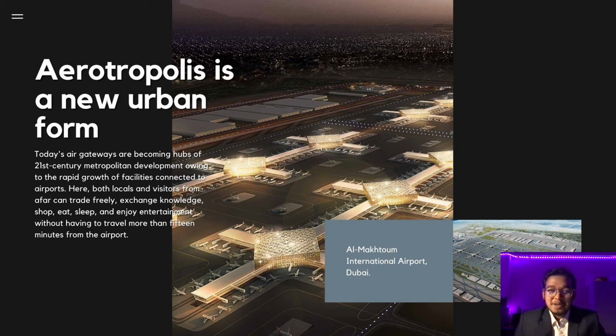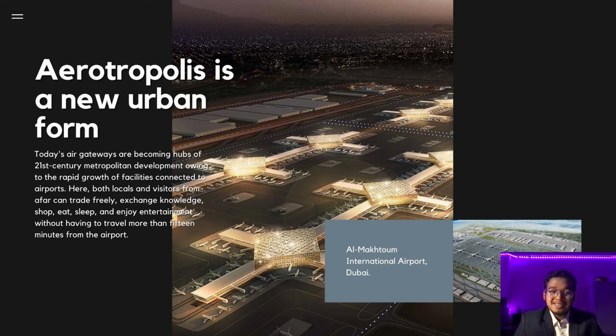Today's air gateways are becoming anchors of 21st century metropolitan development, thanks to the rapid growth of facilities connected to the airports, of course. Here, both locals and visitors from afar can trade freely and exchange their knowledge, shop, eat, sleep, and enjoy the entertainment without having to travel more than 15 minutes from the airport. They can enjoy everything very close and connected to the airport. The airport cities are being created by functional and geographical evolution at numerous urban airports also.